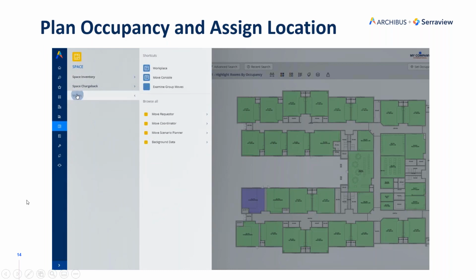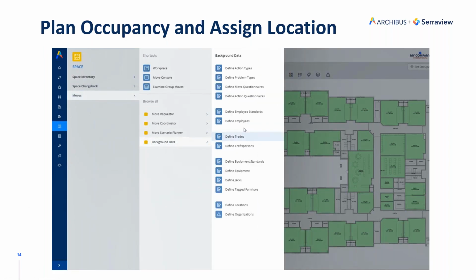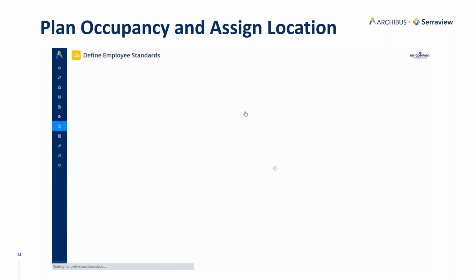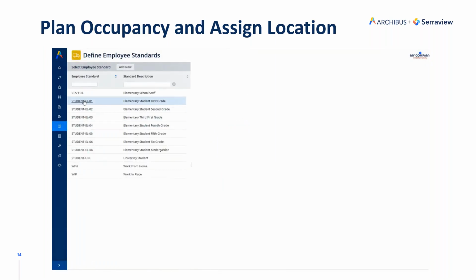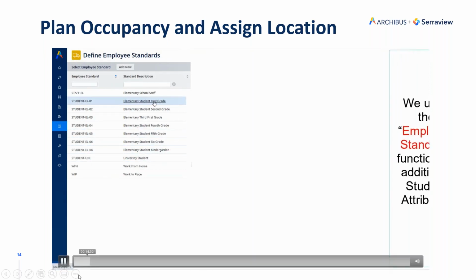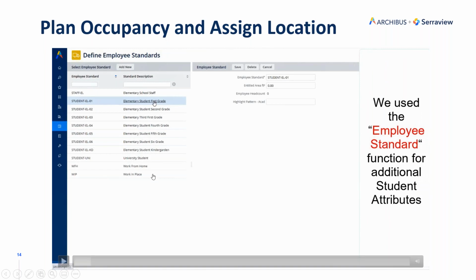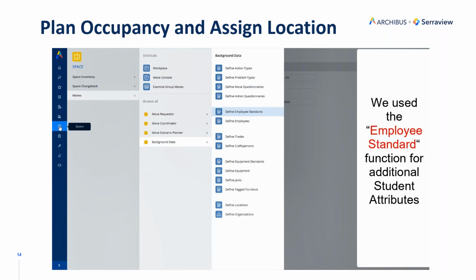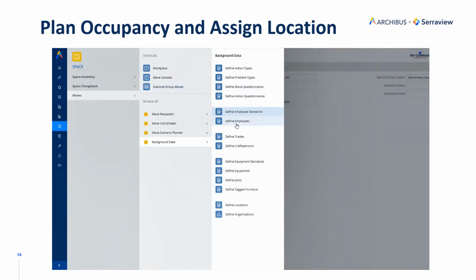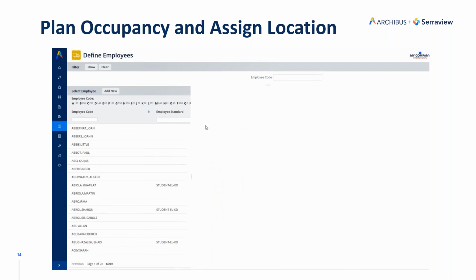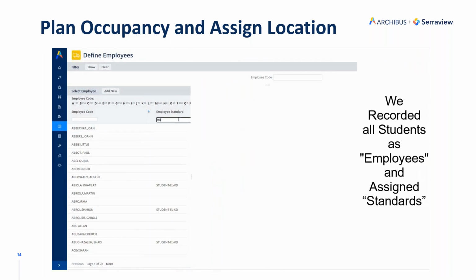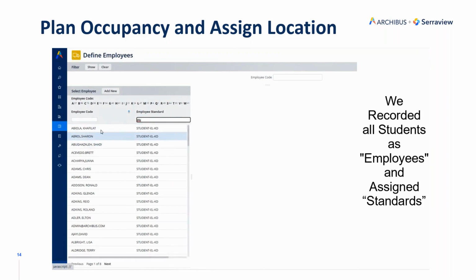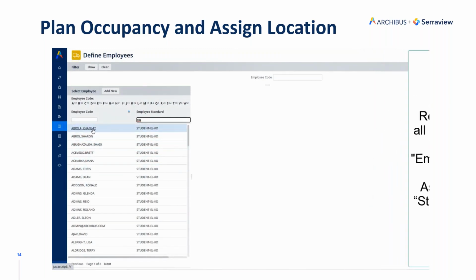So the first thing I'm going to do is look at my employee standards and think about it creatively and say, can I in fact give individual students standards? What we have done here is create a bunch of standards by individual grade, and then assign those standards to individuals. So we appropriated attributes that Archibus provides out of the box, and assigned them in a way that will help us later assign those individuals into classrooms and understand the cohorts in a much more robust way.